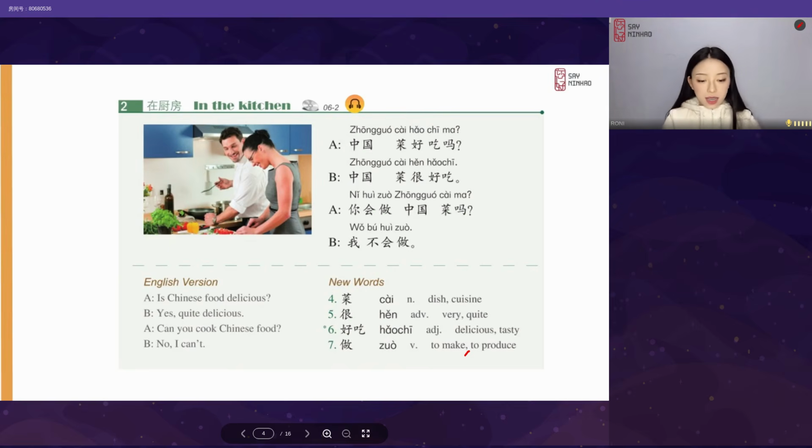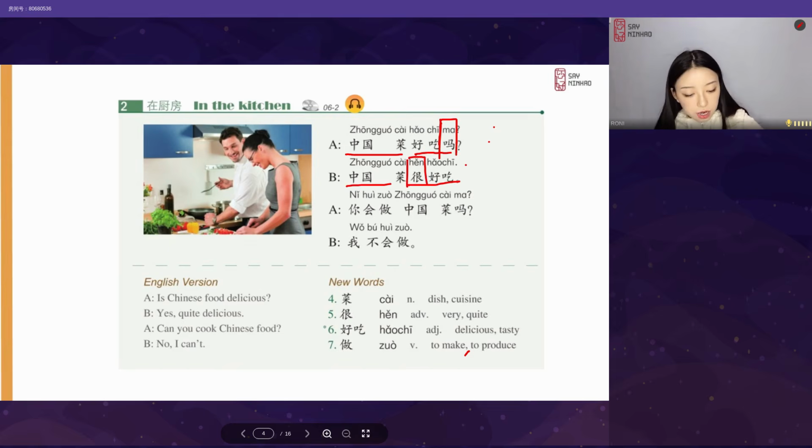Okay, first sentence is 中国菜好吃吗？ Without this 吗，中国菜好吃 is a declarative sentence, which means Chinese dish is very delicious. And if I put this ma after it, then this becomes a question, which means, is Chinese dish delicious? Right? Is Chinese dish delicious? Okay, next be answered. 中国菜很好吃。Chinese dish is very delicious.